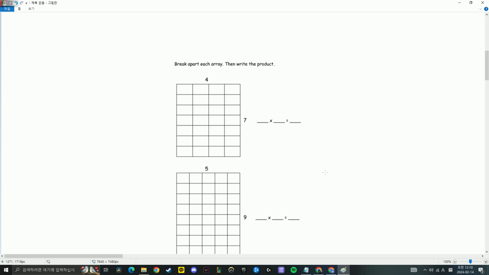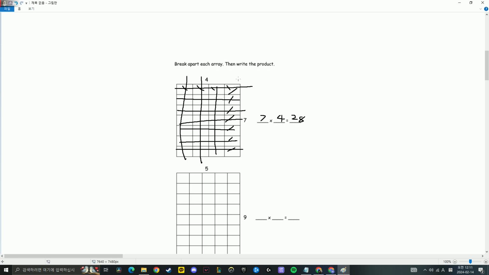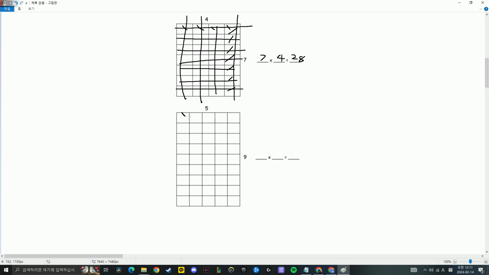Break apart each area, then write the product. So we have 1, 2, 3, 4, and 1, 2, 3, 4, 5, 6, 7. So it's 7 rows of 4s. So this would be 4, this would be 8, and 12, 16, 20, 24, and 28. Or we could just do 7, 14, 21, and 28. This one is 1, 2, 3, 4, 5.